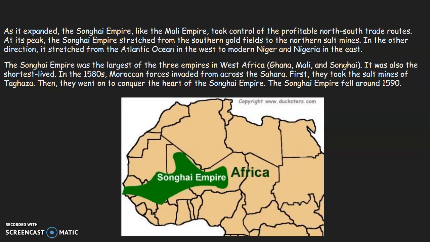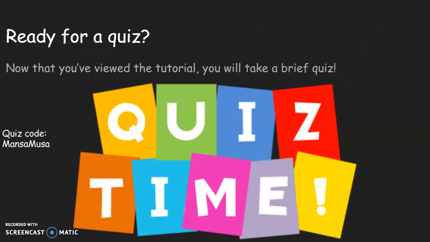As it expanded, the Songhai Empire, like the Mali Empire, took control of profitable north-south trade routes. At its peak, the Songhai Empire stretched from southern goldfields to the northern salt mines. In the other direction, it stretched from the Atlantic Ocean in the west to modern Niger and Nigeria in the east. The Songhai Empire was the largest of the 3 empires in West Africa, Ghana, Mali, and Songhai. It was also the shortest lived. In the 1580s, Moroccan forces invaded from across the Sahara. First, they took the salt mines of Taghaza, then they went to conquer the heart of the Songhai Empire. The Songhai Empire fell around 1590.